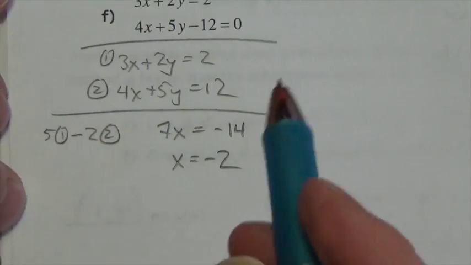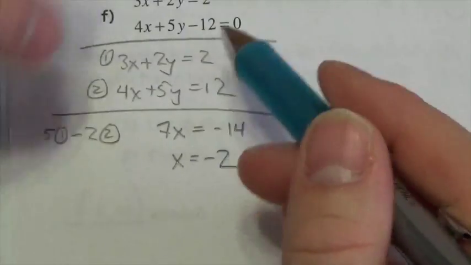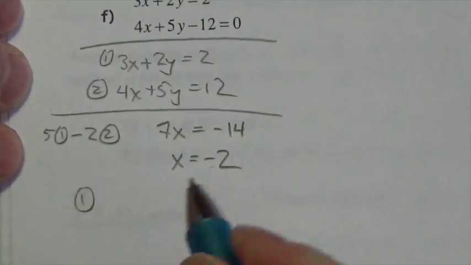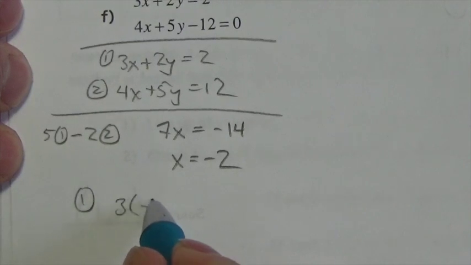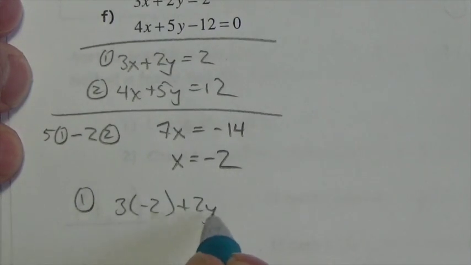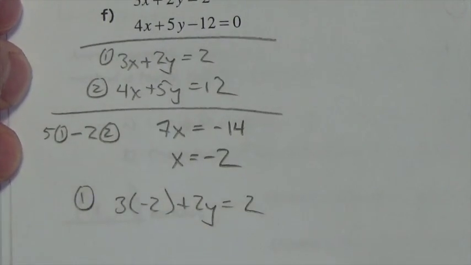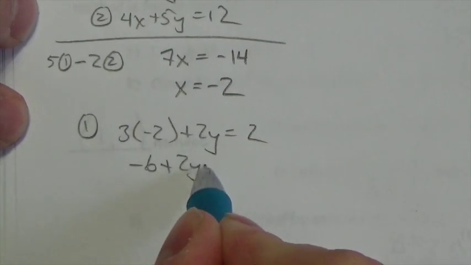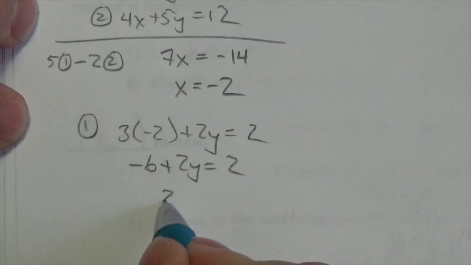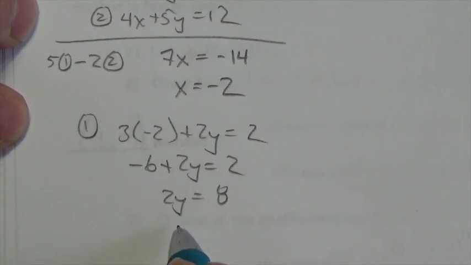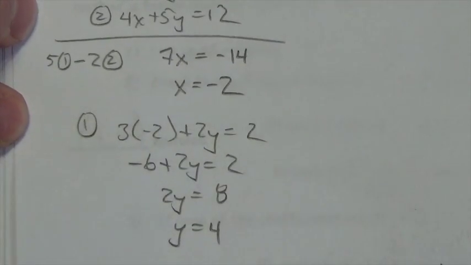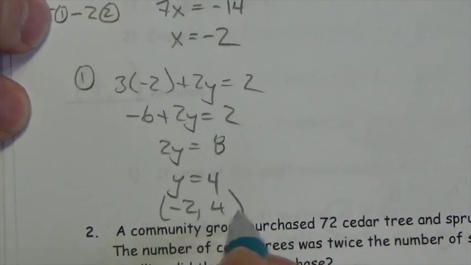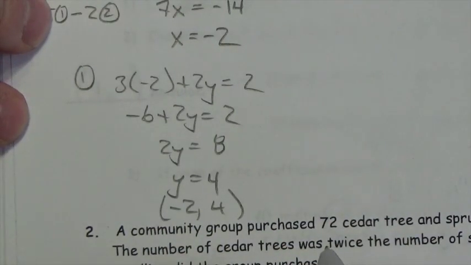All right, good. Now, I can use either one of those equations to get the y coordinate. I'll use equation 1. So 3 times negative 2 plus 2 times y is equal to 2. 3 times negative 2 is negative 6 plus 2y equals 2. I'll bring the 6 over, so 2y is equal to 8. y is equal to 4. So now I've got this point, negative 2 comma 4, that I believe is the solution.